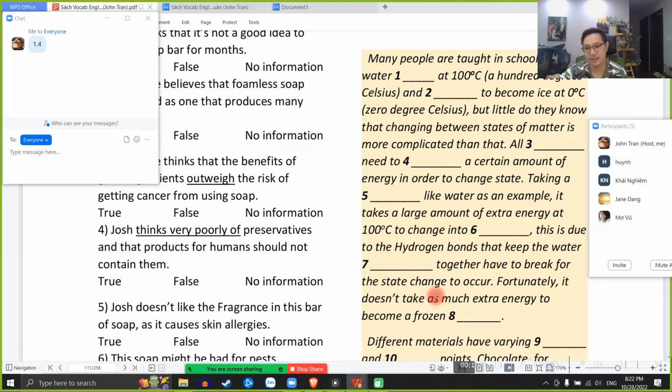Fortunately, it doesn't take as much extra energy to become frozen solid. Okay, good, thank you.